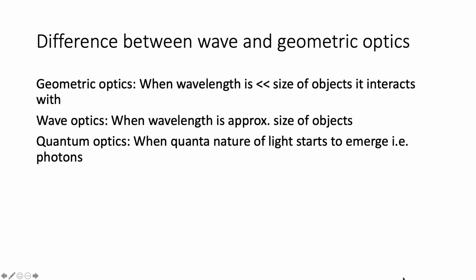Sometimes it's better to think of it as a wave, sometimes it's better to think of it as a particle. When the quantum nature of light starts to emerge, for example when you're using photons to hit molecules, where you can excite an electron from the ground state to a higher energy state, then it falls under the study of quantum optics. So what we're studying in this video is the regime of wave optics.